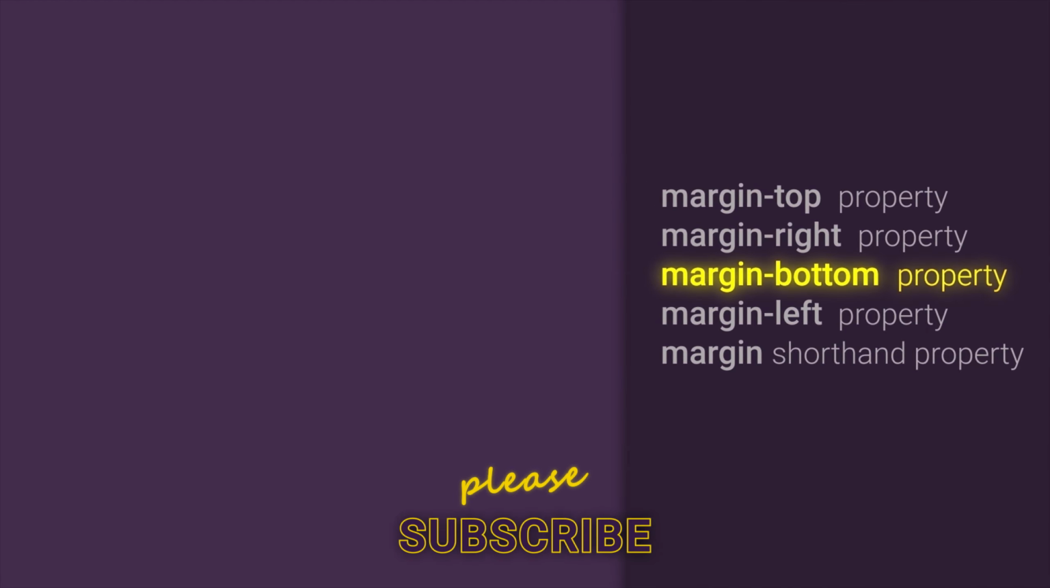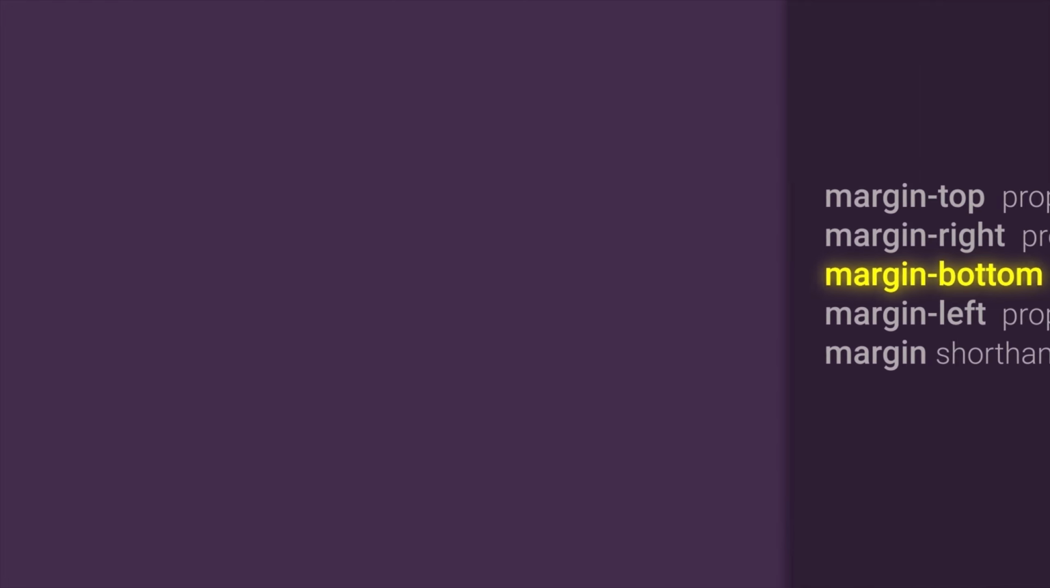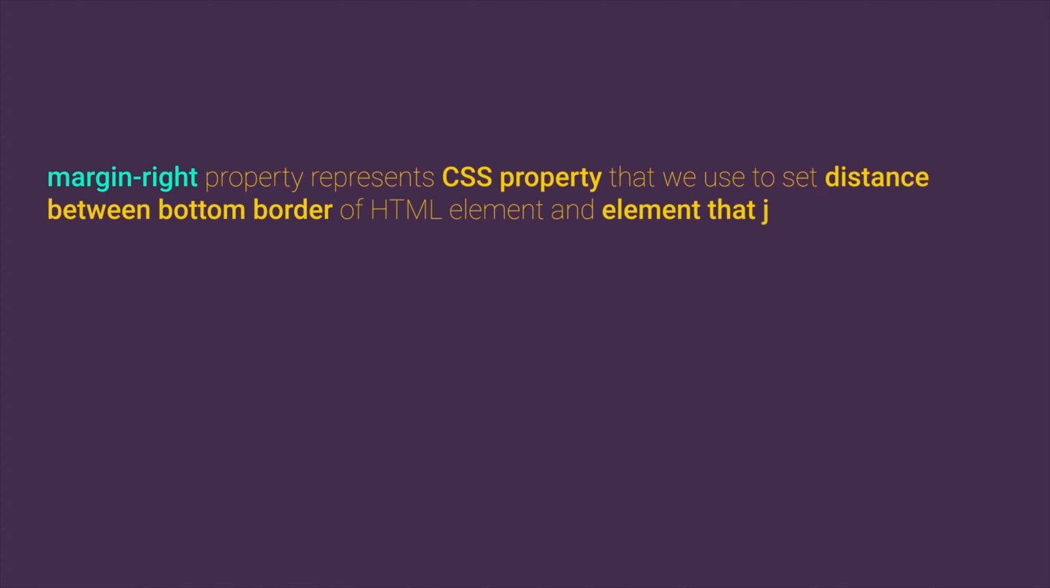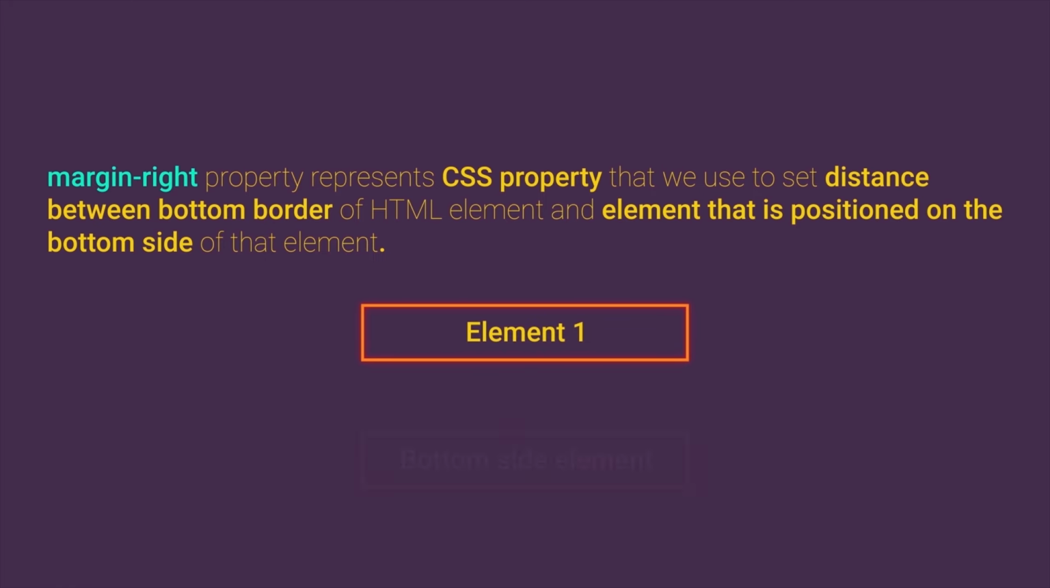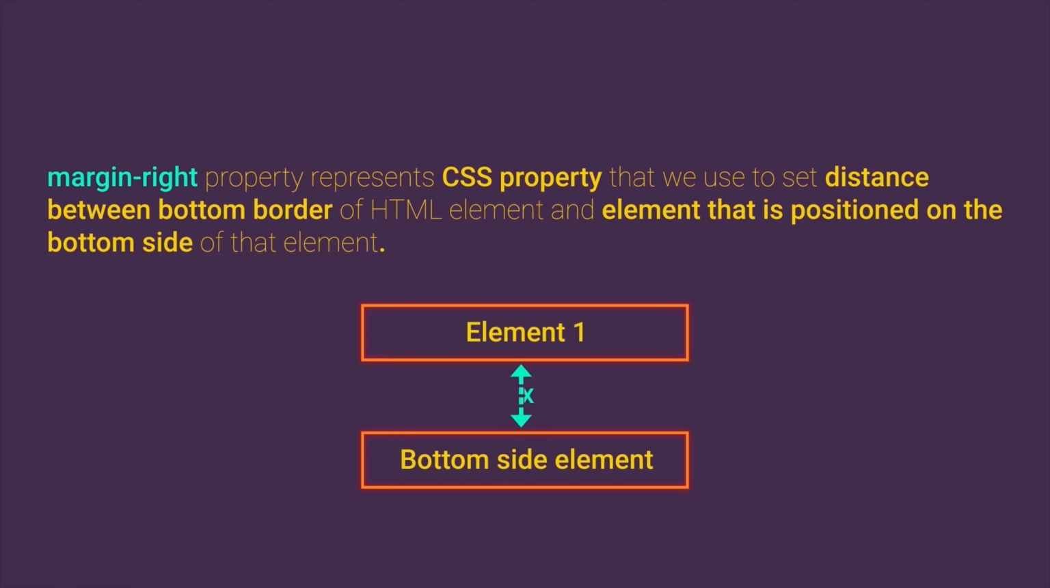What is margin bottom property? The margin bottom property represents a CSS property that we use to set the distance between the bottom border of an HTML element and the element that is positioned on the bottom side of that element. Okay, let's see some examples.